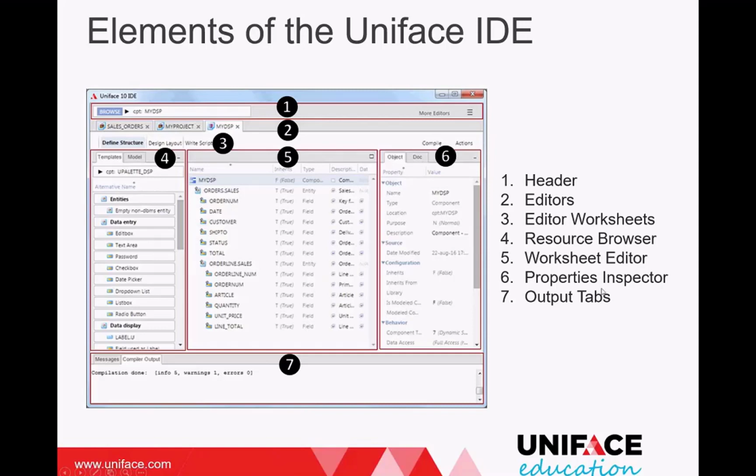Number 6, something I'm so happy to see in Uniface, is the properties inspector. No longer do I have to right click and say properties, or go to a menu and say properties, or drill down. Every property that's relevant to my object, whether it's inherited or something I can modify locally or only define locally, is displayed. It's context sensitive to the object that's selected, and I see everything's there.